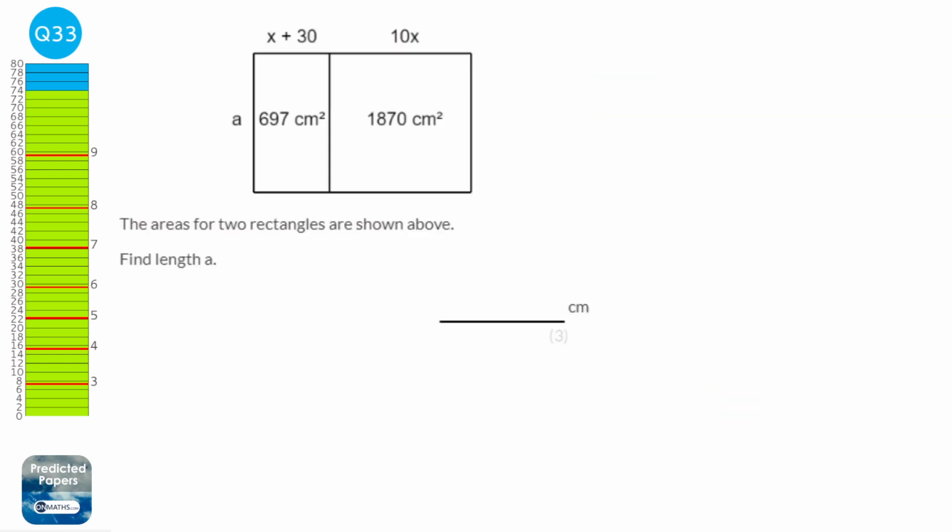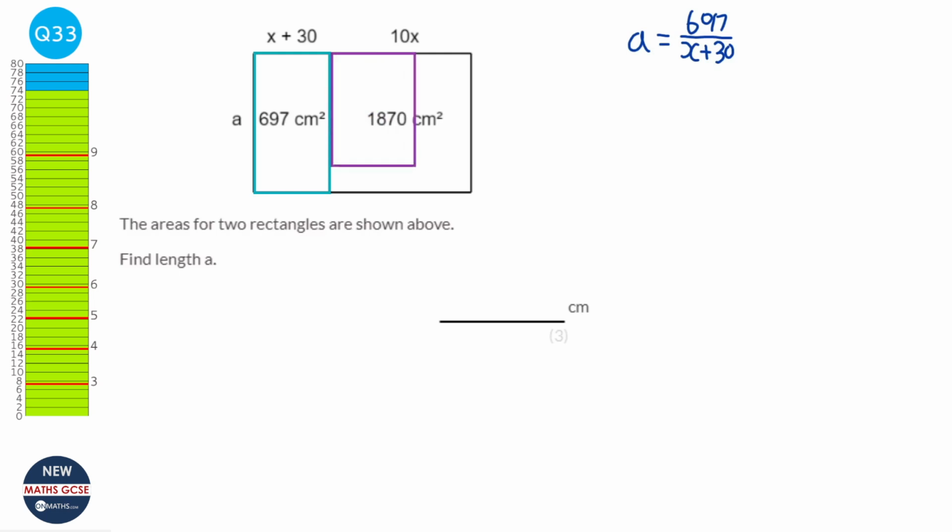I'm going to first of all just focus on this rectangle here, and we know that to find the area of a rectangle you multiply the two lengths. And when you've multiplied them for this rectangle, we get 697. But let's write down what A is equal to. A will be equal to the area, which is 697, divided by the length at the top, which is x plus 30.